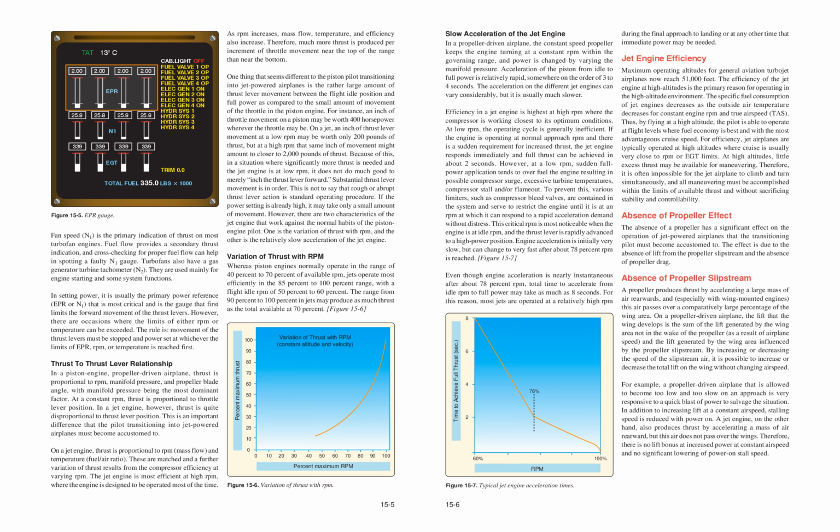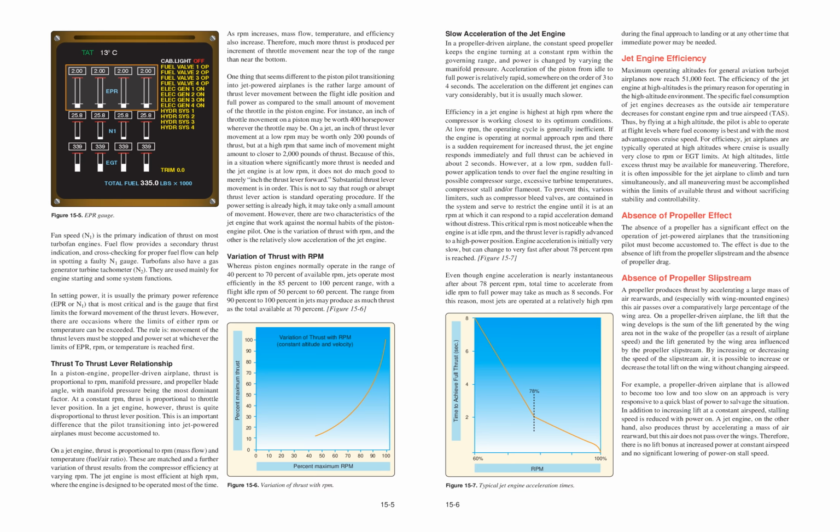Figure 15.5. EPR gauge. Fan speed, N1, is the primary indication of thrust on most turbofan engines. Fuel flow provides a secondary thrust indication, and cross-checking for proper fuel flow can help in spotting a faulty N1 gauge. Turbofans also have a gas generator turbine tachometer, N2. They are used mainly for engine starting and some system functions.